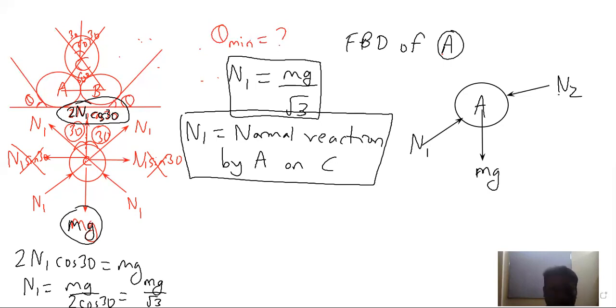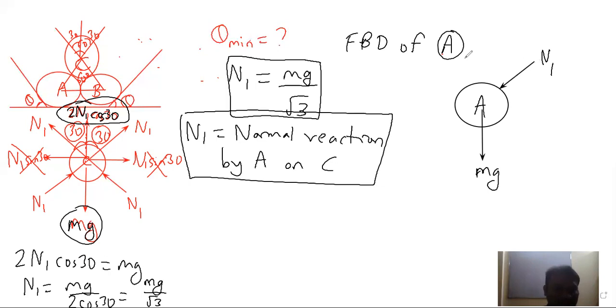So first of all, in this case, what is N1 and N2? N2 is the normal reaction, N1 is the normal reaction by C on A. So it will be like this, something like this. So this will be N1 actually. And N2 will be the normal reaction. Let me draw N2. This is N1.